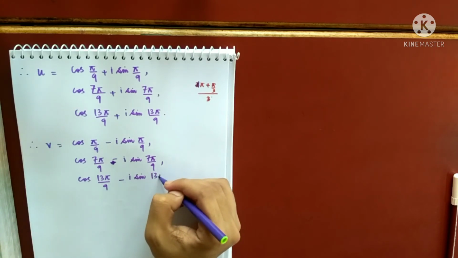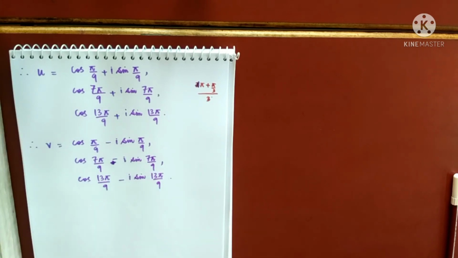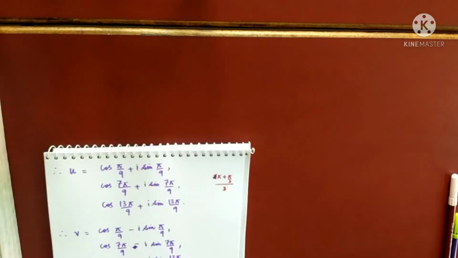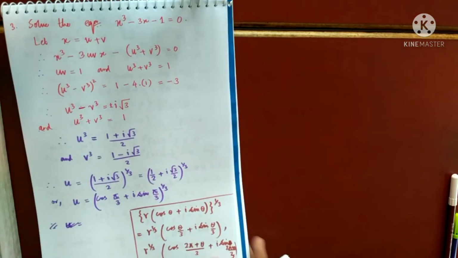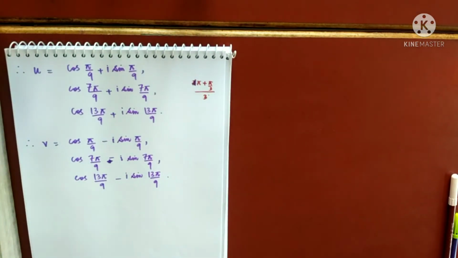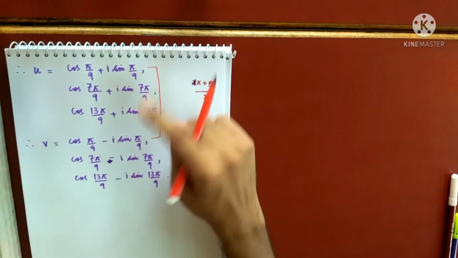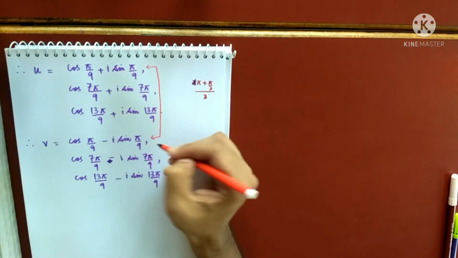If you want to ask anything up to here, please ask. Now remember one thing, u into v was 1. U into v was 1. So these two will make a pair. Why will these two make a pair? Because this one will make a pair with this one.